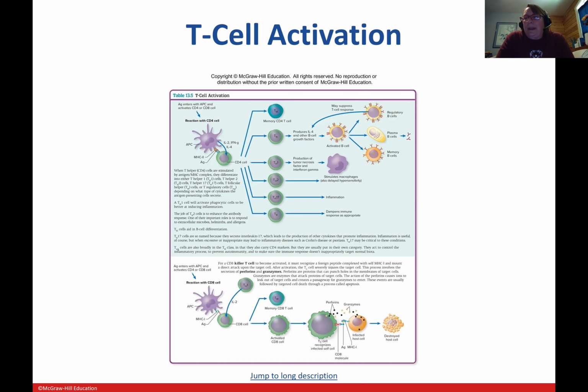It may start putting out IL-17, which is inflammatory, or it may turn into a T regulatory cell and start to dampen that immune response at an appropriate time. When the infection is under control, it's going to start the whole process of slowing the whole immune system down through the use of T regulatory cells. Okay.